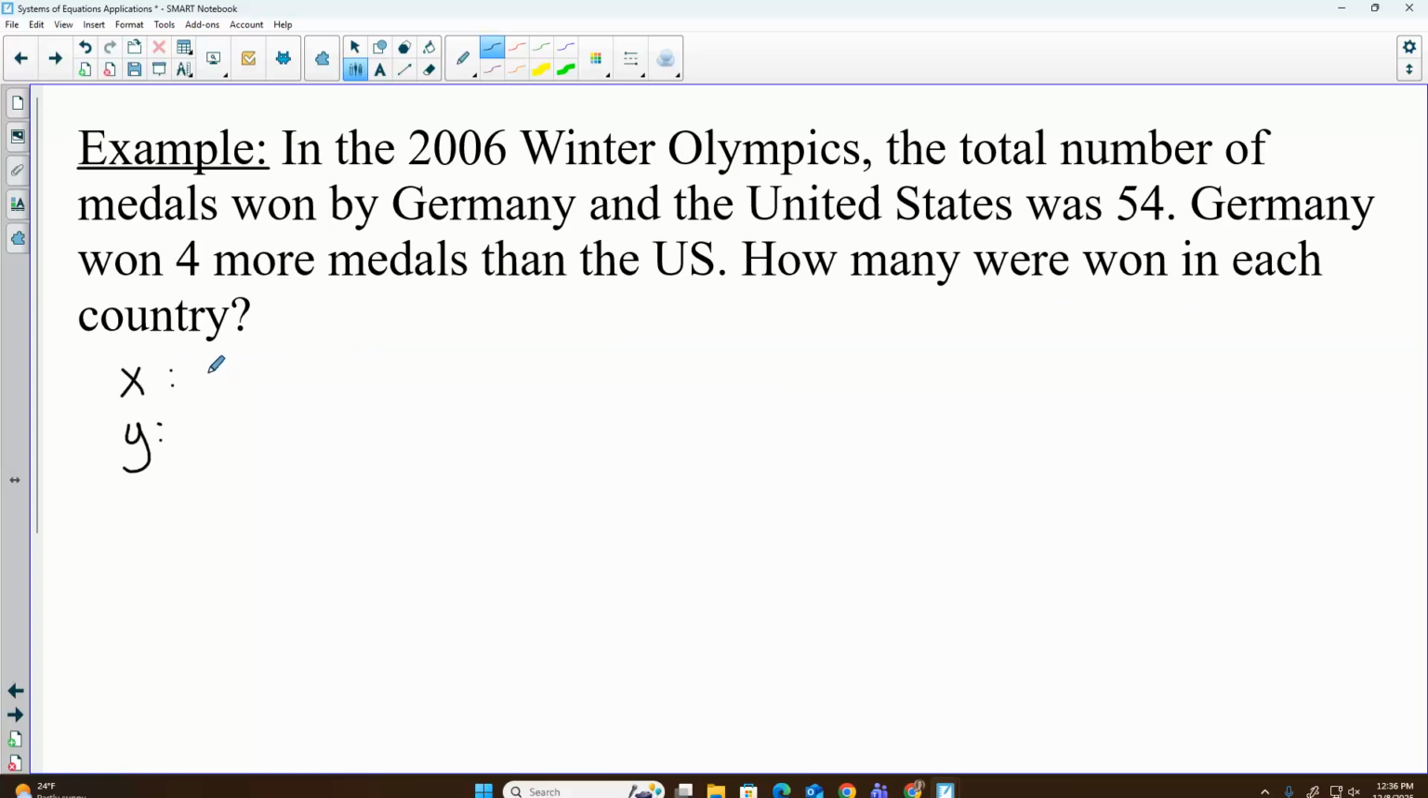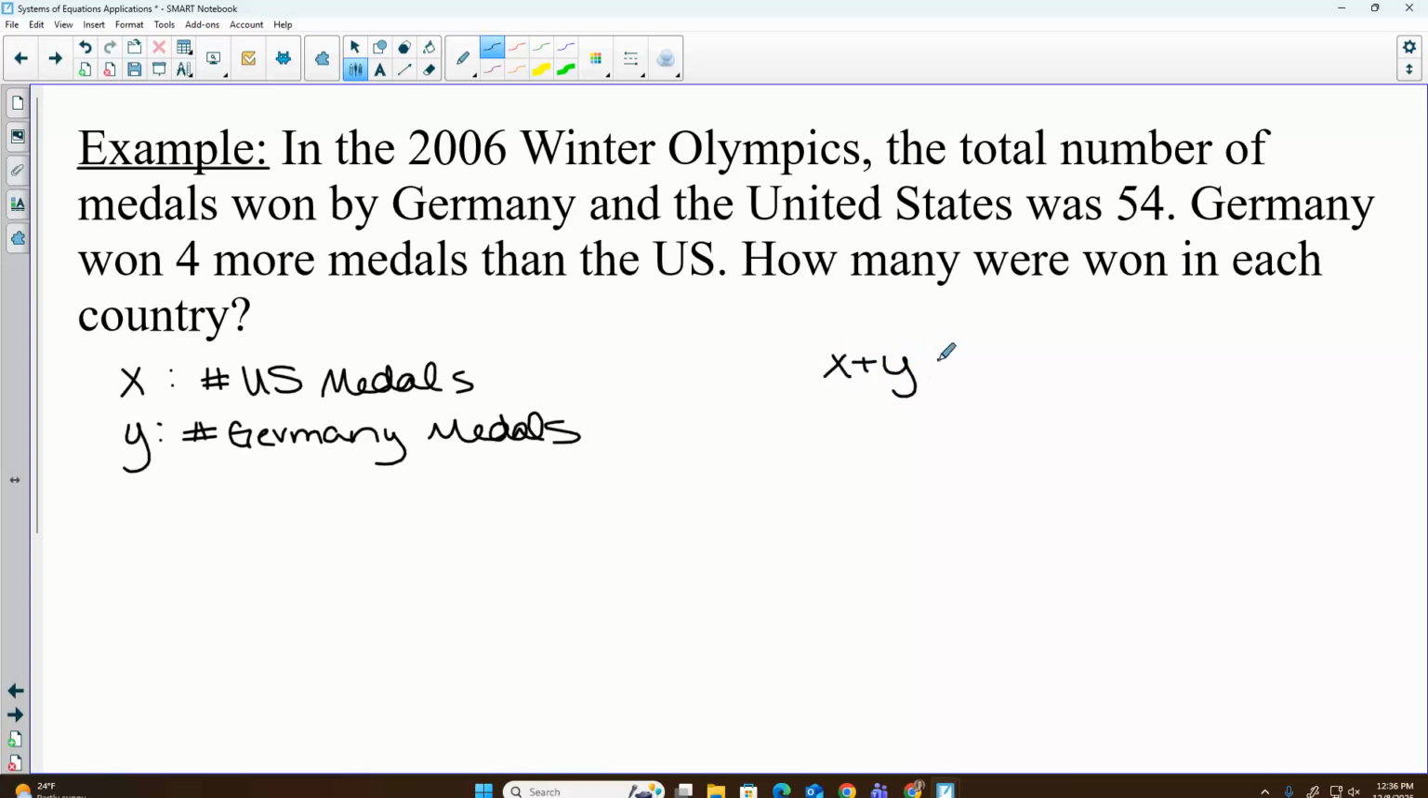So X could be the number of US medals, and Y could be the number of Germany medals. Okay, those could be flipped. That's why you have to tell what's what. So we know the total number won by Germany and the United States was 54. So what would my first equation be? Okay, Germany won 4 more than the US. What would I put?